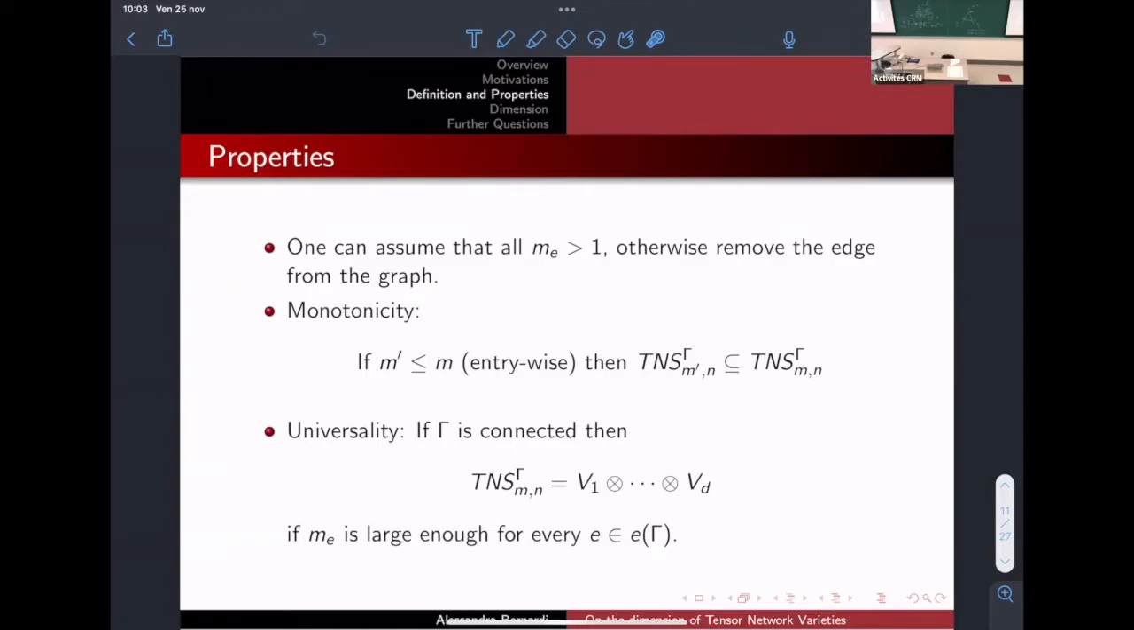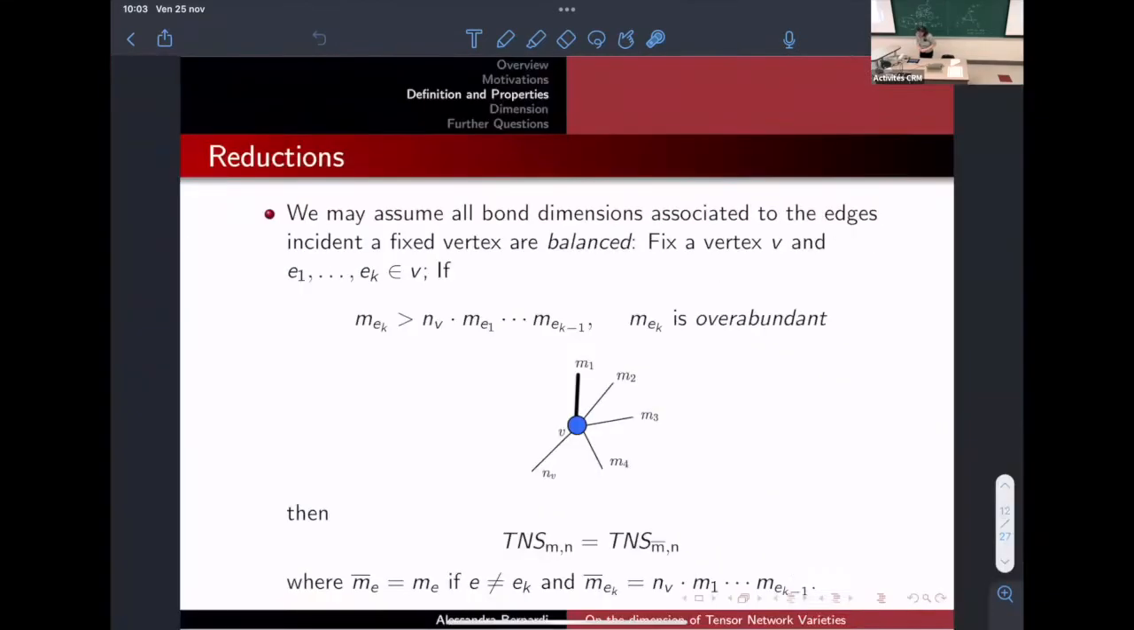And there is also the universality property: if you pick a connected graph, then at a certain point, by enlarging the bond dimension, you reach the whole ambient space. So you really have a filtration of the ambient space. And then there are other properties.